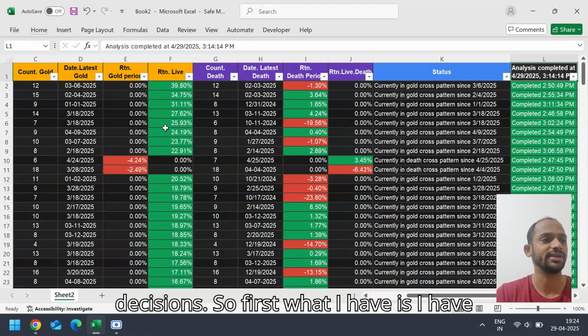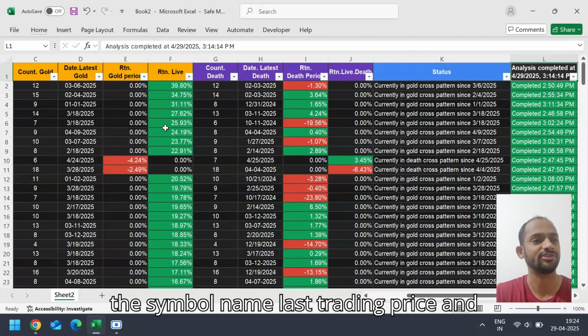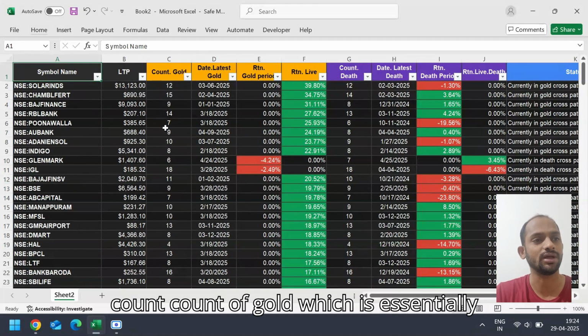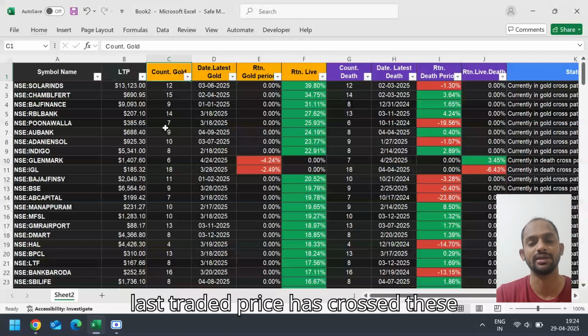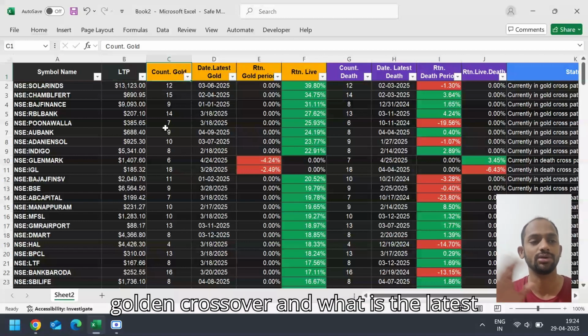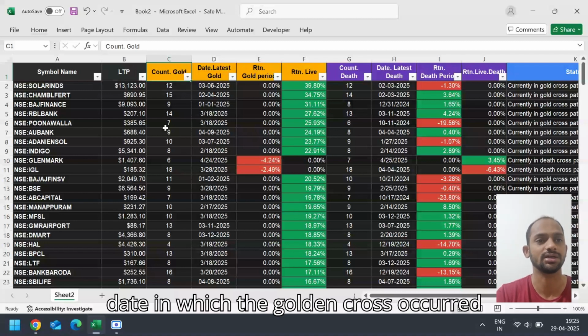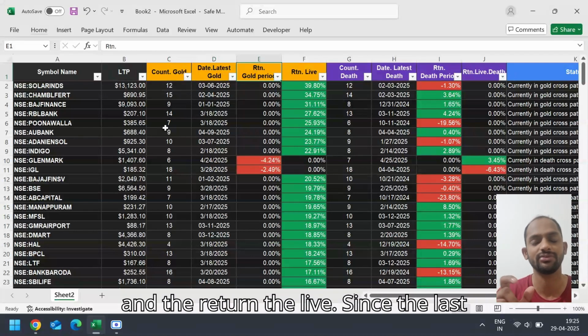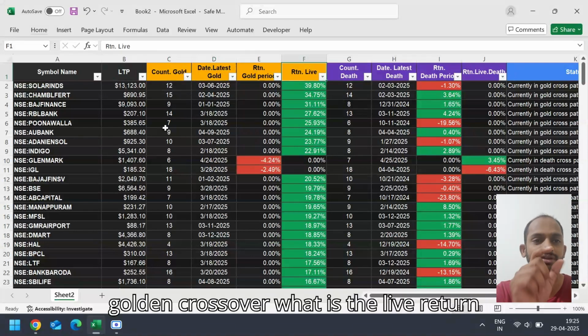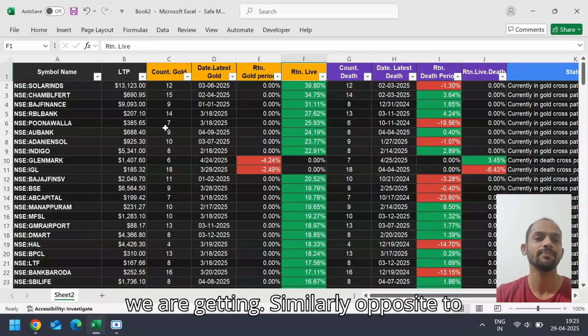So first, what I have is the symbol name, last trading price, and count of golds, which is essentially how many times in the last 500 days the last traded price has crossed the golden crossover, and what is the latest date on which the golden cross occurred, the return during that golden period, and the live return we are getting since the last golden crossover.